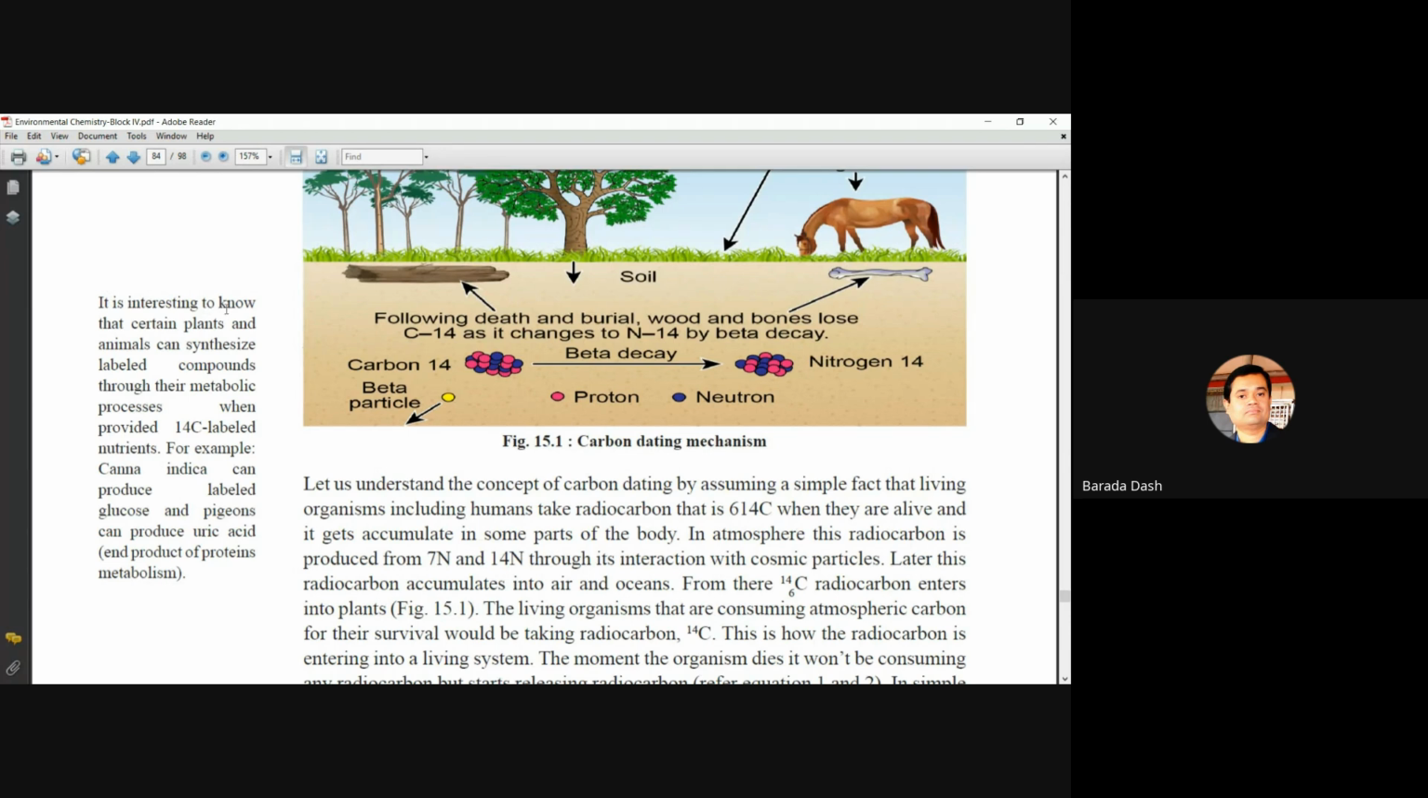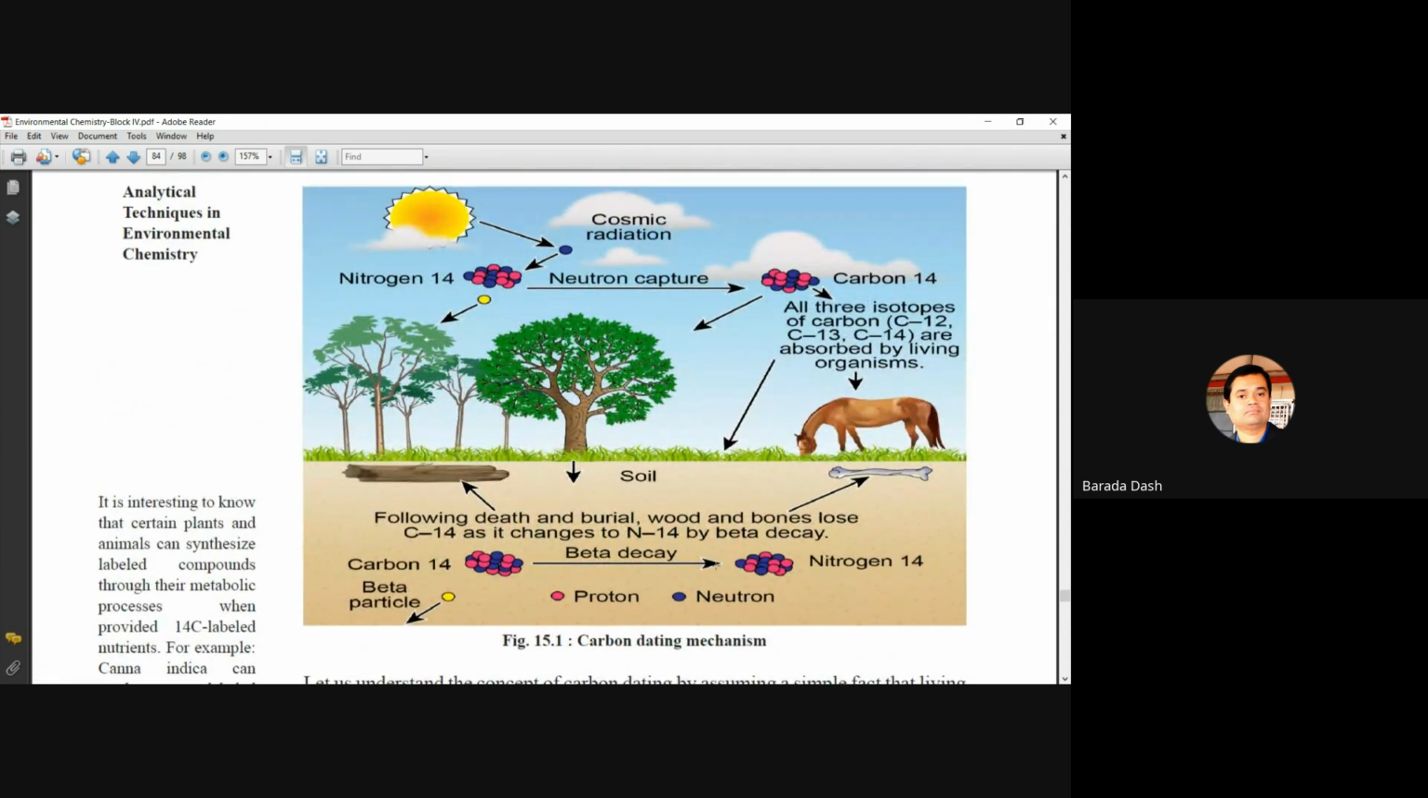It is interesting to know that certain plants and animals can synthesize labeled compounds through their metabolic process when provided 14C labeled nutrients. For example, Canna indica can produce labeled glucose, and pigeons can produce uric acid. So gradually, carbon 14 is converted to nitrogen 14.